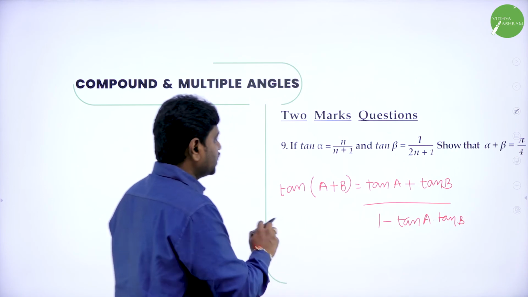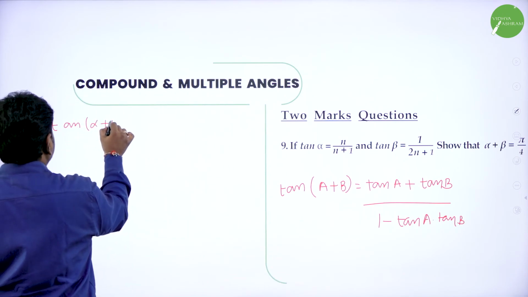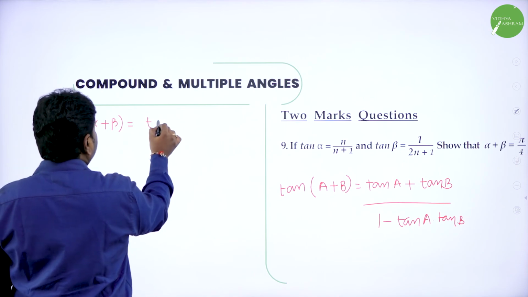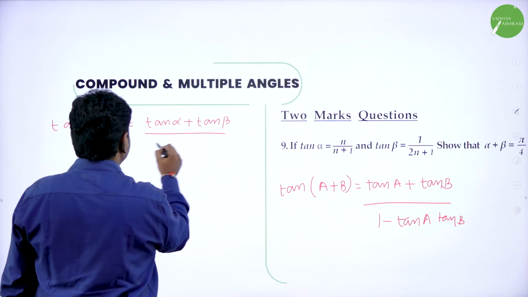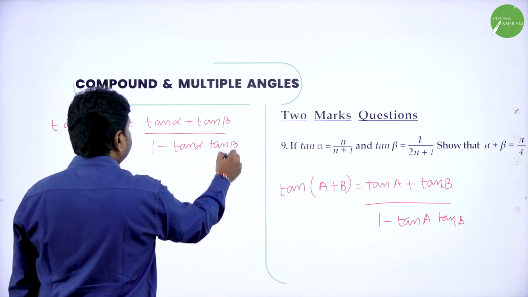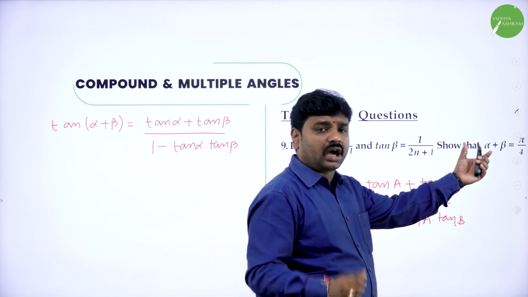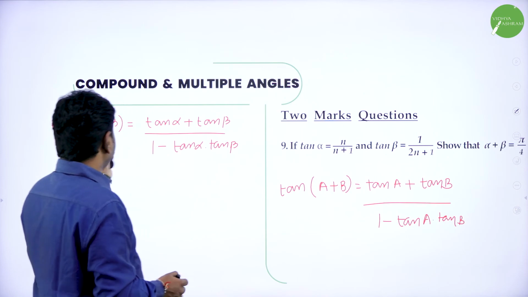Now we ourselves consider tan of alpha plus beta. What is tan of alpha plus beta? Tan alpha plus tan beta by 1 minus tan alpha into tan beta. Why should I take this? Because I observed that they want you to get alpha plus beta, and I also observed they give tan values. So this is the formula I am using.